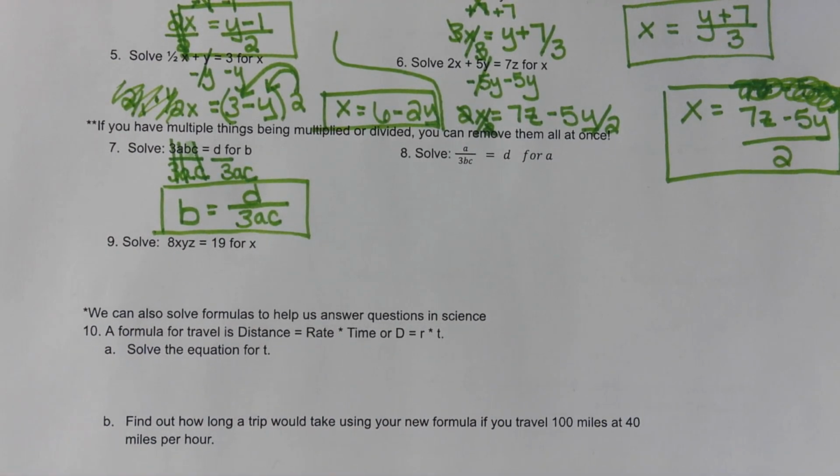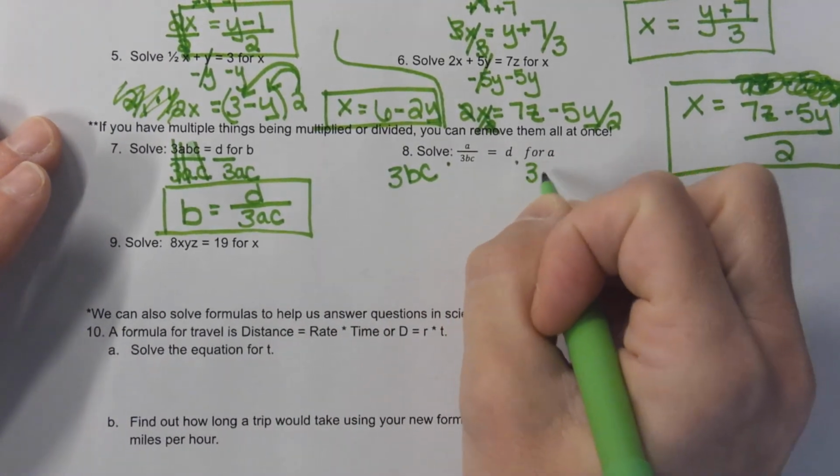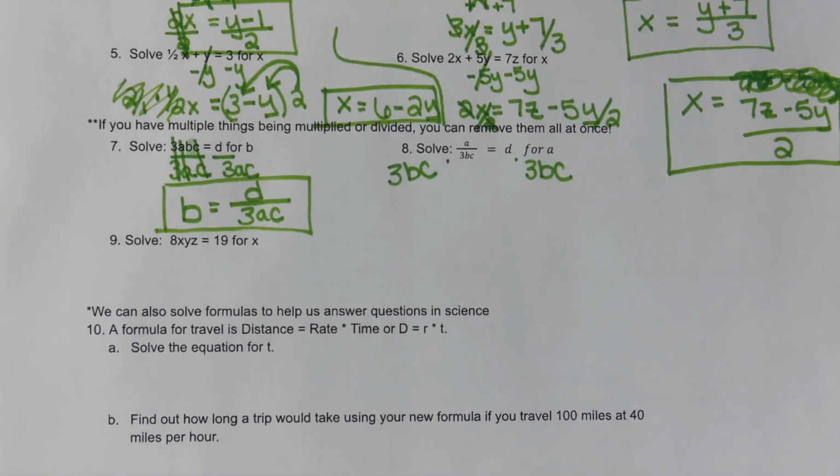So you can sometimes, when you've got stuff being multiplied and divided like this, get rid of it all at once. We're going to do the same thing for number 8. We're going to make it a one-step problem. Do you see how a is sitting in the numerator? Is it being divided by the 3, the b, and the c? Do we agree? So I'm going to multiply each side by the 3, the b, and the c. So you can do it all at once. So that way you can get rid of everything. It's like a one-stop shop.